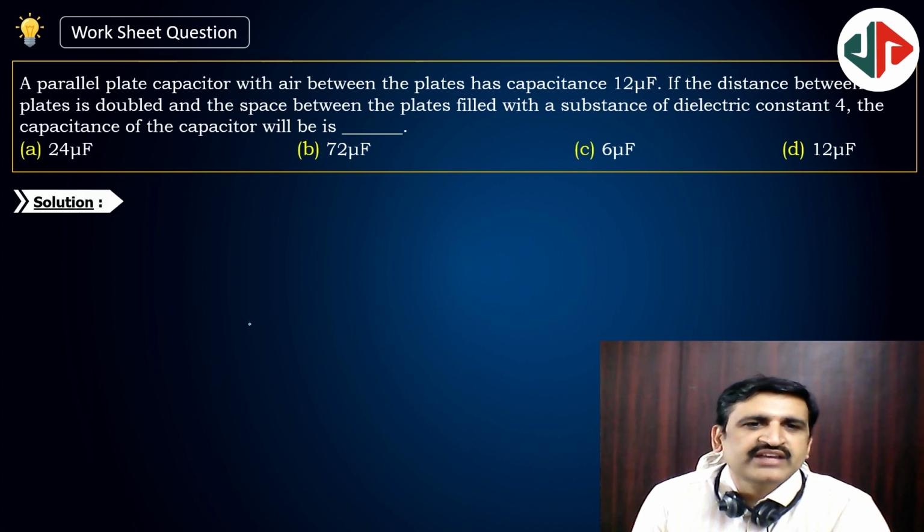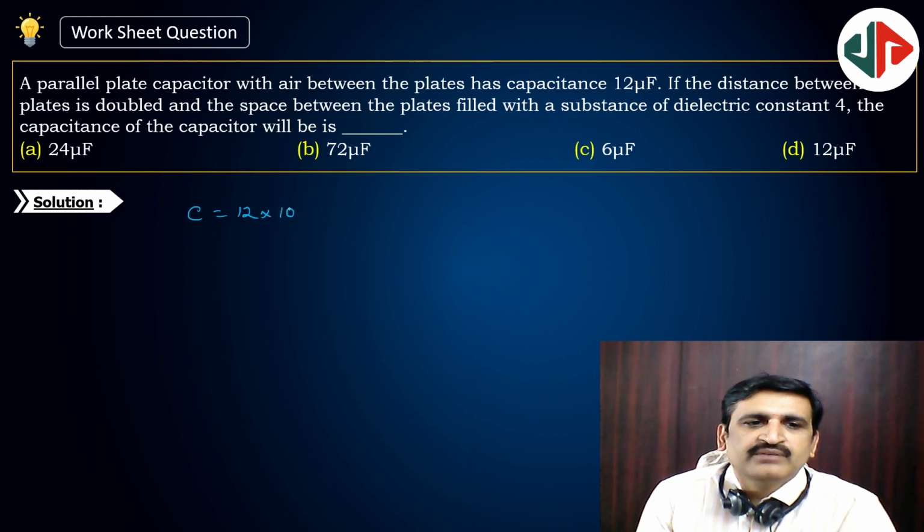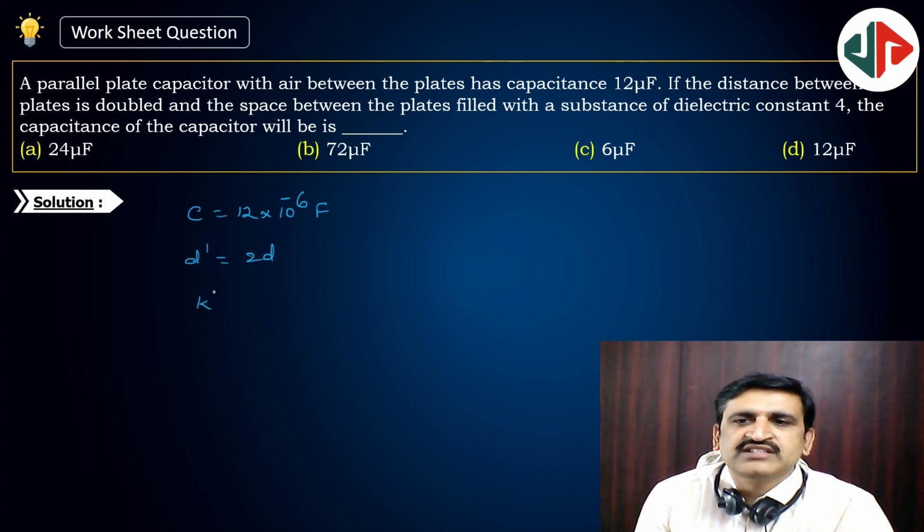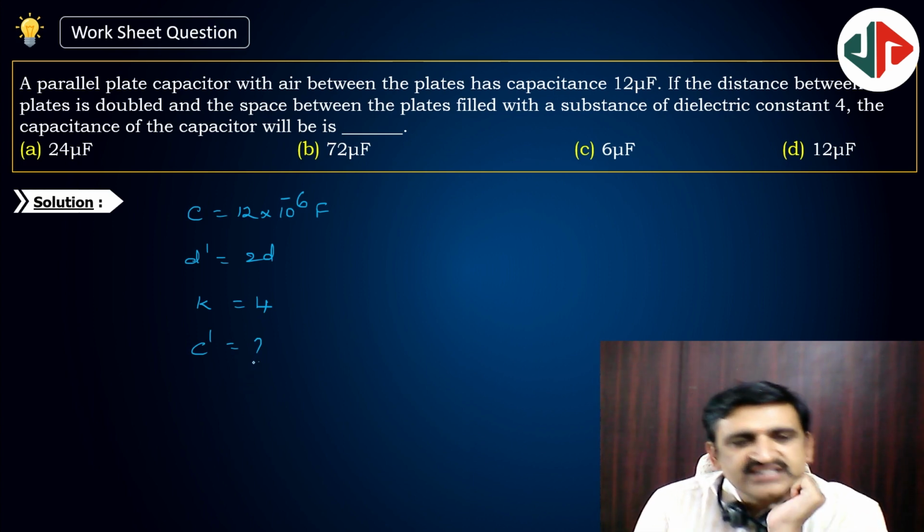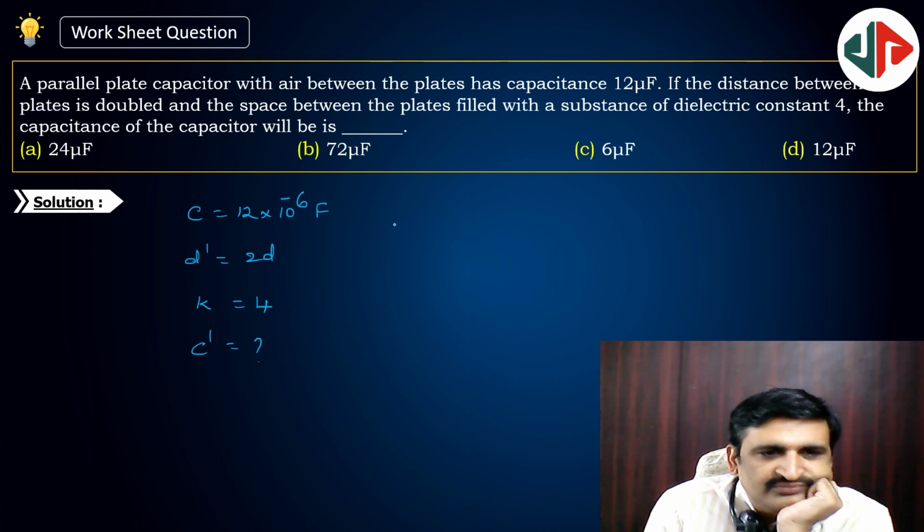A parallel plate capacitor with air between the plates has capacitance C equal to 12 into 10 to the power minus 6. The distance between the plates is doubled, D dash is equal to 2D, and the space between the plates is filled with a substance K equal to 4. The capacitance of the capacitor will be C dash equal to how much? Distance is doubled and K is introduced. So I can write C naught equal to epsilon naught A by D, and C is equal to K epsilon naught A by 2D.